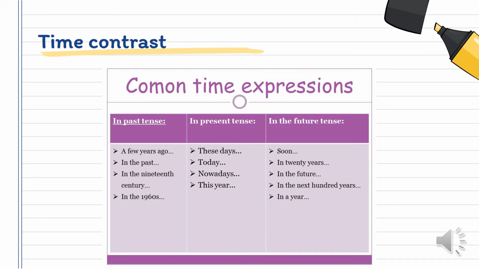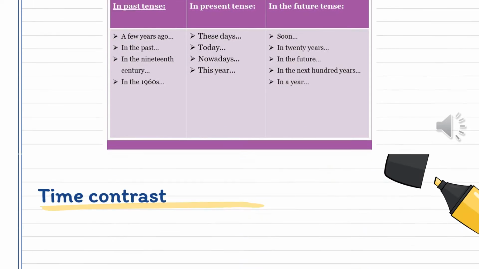The expressions in the past tense that you can use are: a few years ago, in the past, in the 19th century, and the 1960s. In the present tense, you can use these days, nowadays, today, and this year. And in the future tense, you can use soon, in 20 years, in the future, in the next 100 years, and in a year.